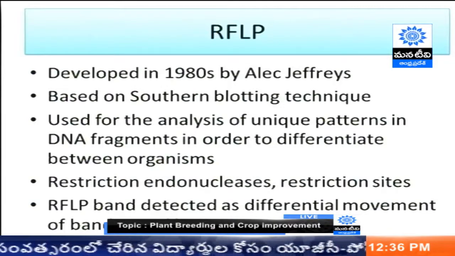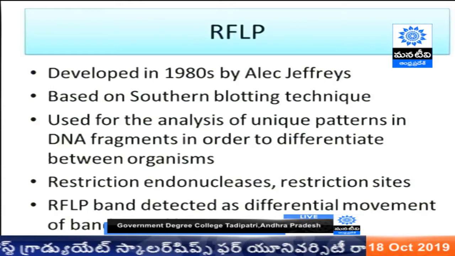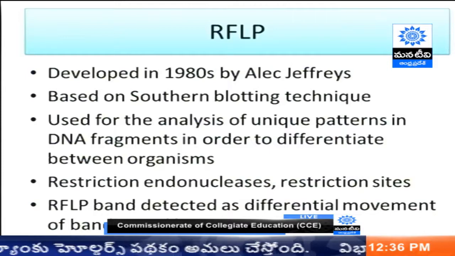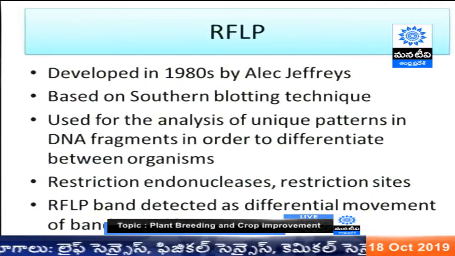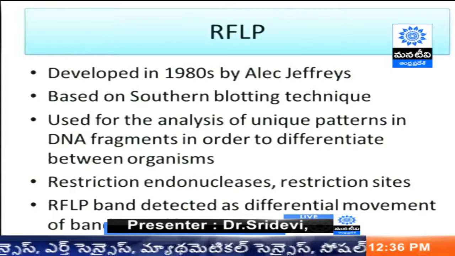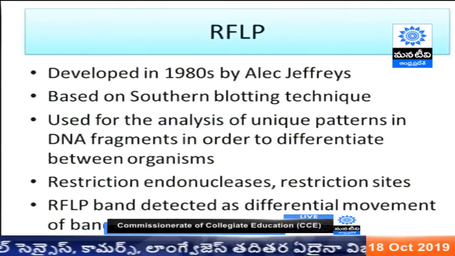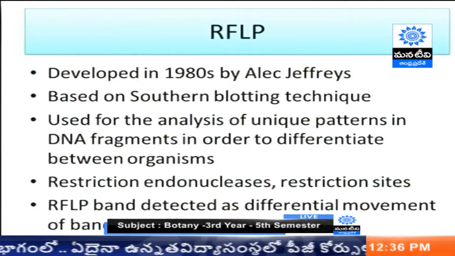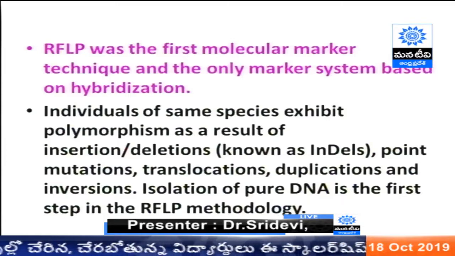To watch the variations in the DNA, restriction endonucleases are used. The same endonuclease will be used for different organisms, but the restriction endonuclease makes cuts at restriction sites. So, restriction endonucleases and restriction sites play an important role in the principle of RFLP. It detects the differential movement of the band on the gel lanes. It is the first molecular technique developed based on hybridization.